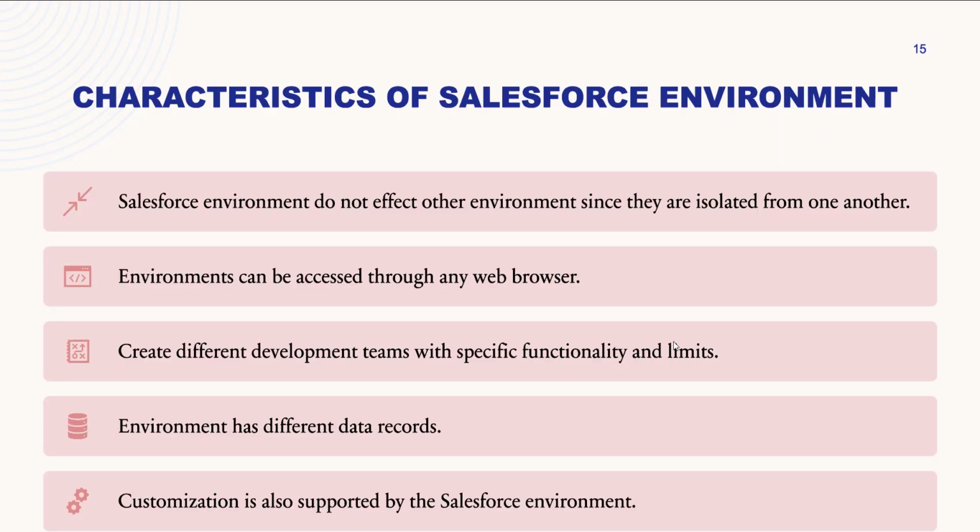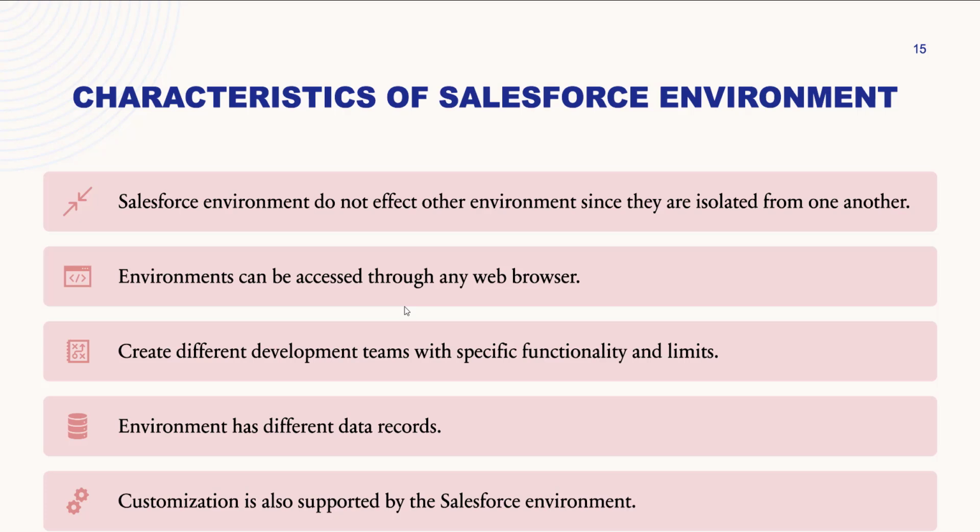So let's proceed and try to understand some characteristics of a Salesforce environment. The first characteristic is that the changes you make in one Salesforce environment do not affect the other. They are isolated from each other, ensuring the safety and stability of your system. For example, if you make changes in the testing environment, it would not affect the live production environment.